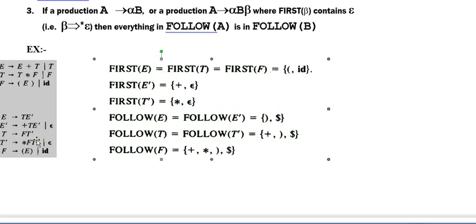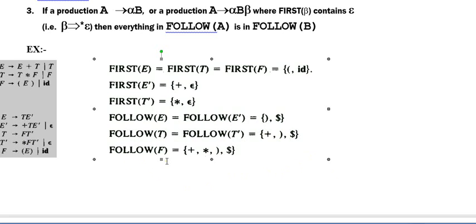We need to find the T dash. Yes, we have found the T dash. And now, does the T dash have any element after it? No, so it will go to its mother. Who is its mother? Its mother is T. So all the follows of T are also the follow of T dash, so those are the same.